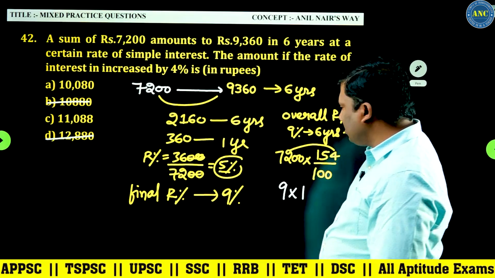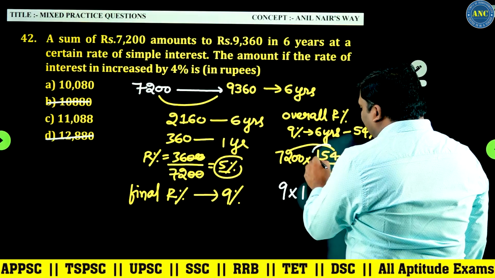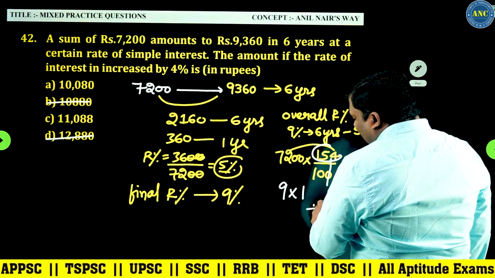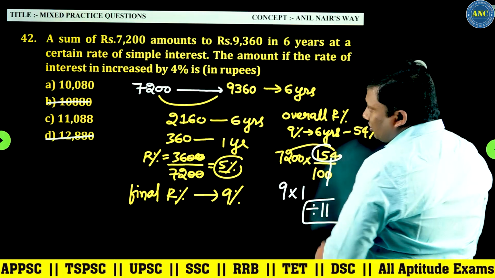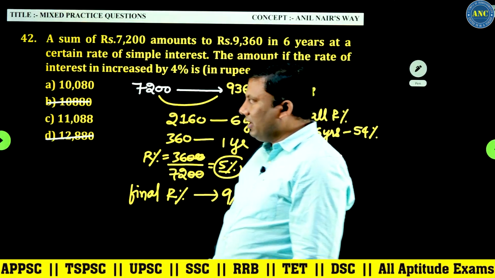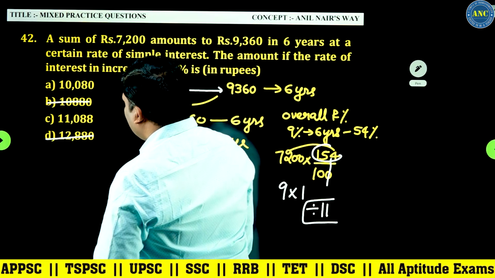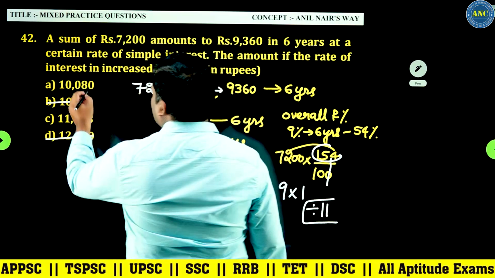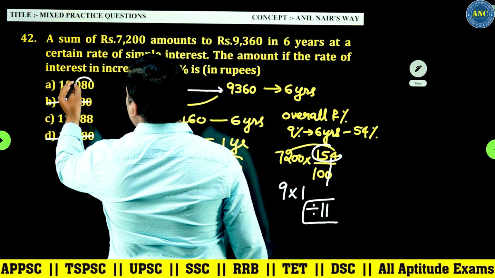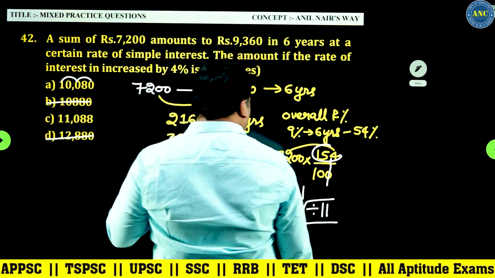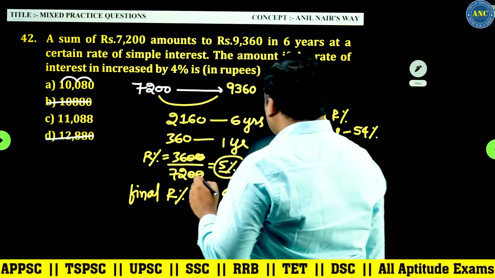So this is the next one. 154 is divisible by 11. The answer should be divisible by 11. So this will be 0 plus 0 plus 1, 11 only, right? 7,200.